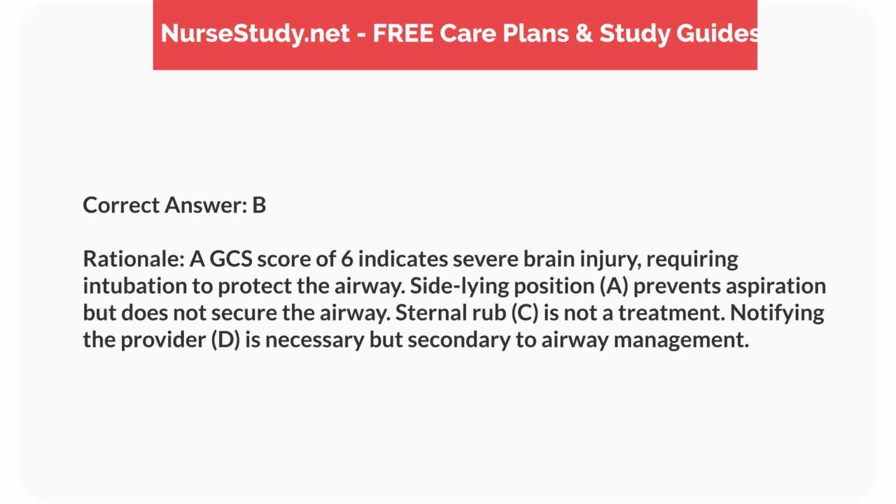Correct answer, B. Rationale: a GCS score of 6 indicates severe brain injury, requiring intubation to protect the airway. Side-lying position, A, prevents aspiration but does not secure the airway. Sternal rub, C, is not a treatment. Notifying the provider, D, is necessary but secondary to airway management.